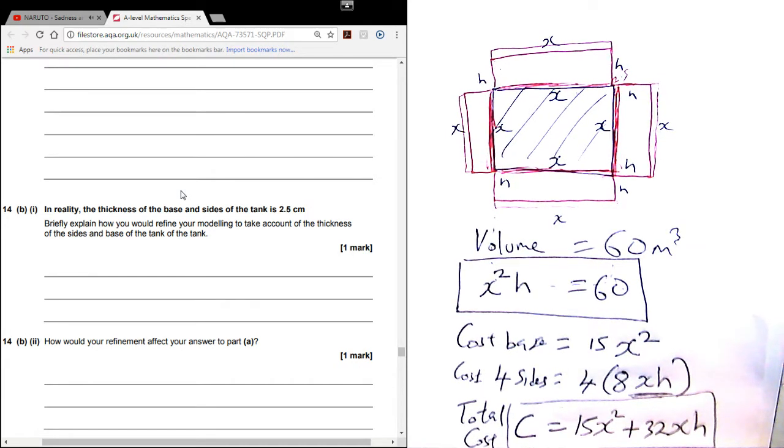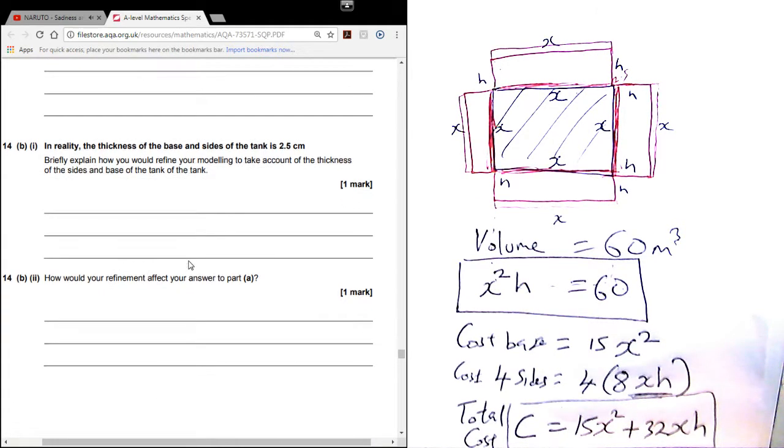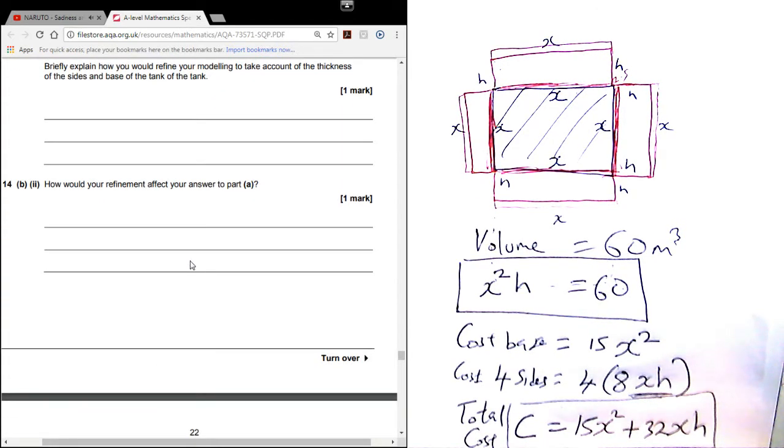Okay, now the next thing says, how would your refinement affect your answer to part A? Well, if we later found out that we needed more materials for both the base and the sides, definitely cost would go up, right? So the minimum cost would change, and that should affect the value for the height, because now we are going to be having a different formula altogether.